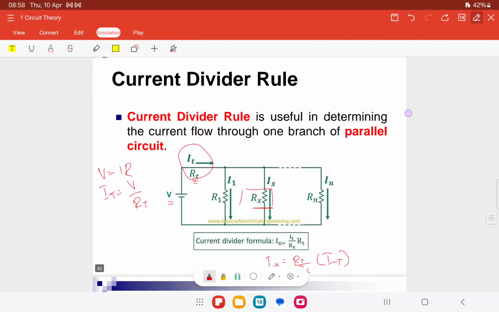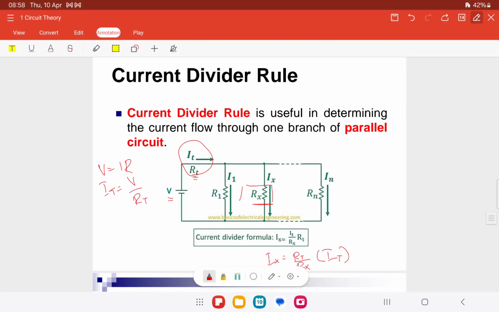It can go up to any number, it doesn't matter. If we have 5 resistors, here we have I total, this is I1, and this is IX, and this is IN for example. So I total equals I1 plus IX plus up to IN, from the concept of Kirchhoff's current law, KCL.